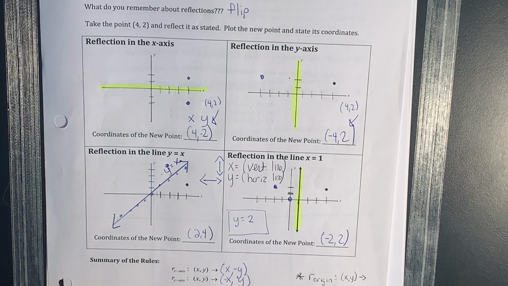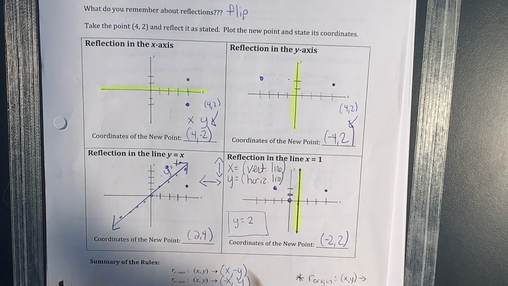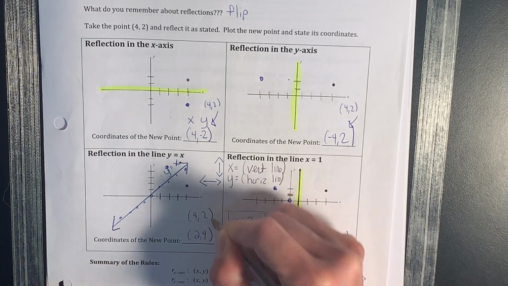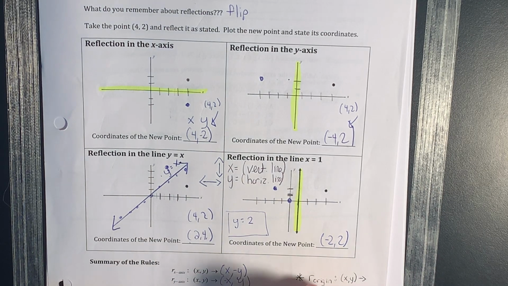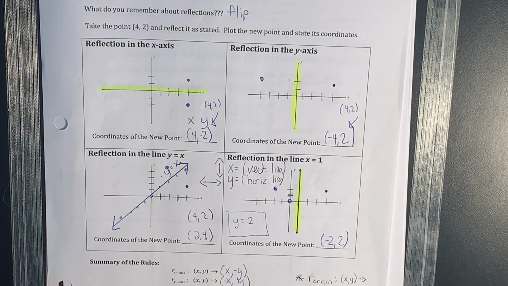I already talked about what happens with the coordinate when you reflect in the line y equals x. So we started with 4, 2, and we ended up at 2, 4. All we did was switch the order of the x, y. So we started with x, y, and we ended up with y, x. We didn't change the sign of either of these guys, so we're not going to put a negative with these.